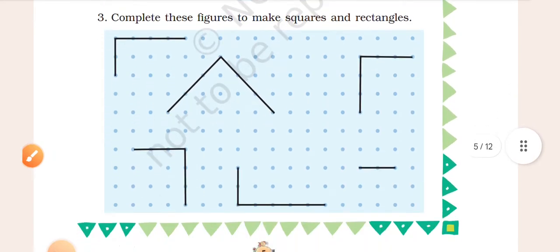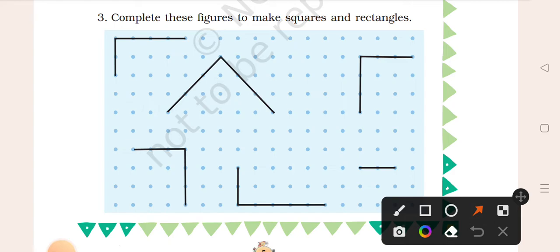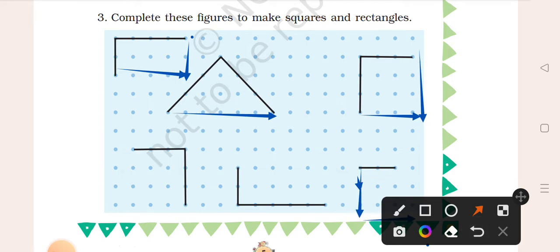Now the next question. Complete these figures to make squares and rectangles. This is a rectangle. This is a triangle. This is a square. Sorry. This is a square. This is a rectangle. And this is a square.